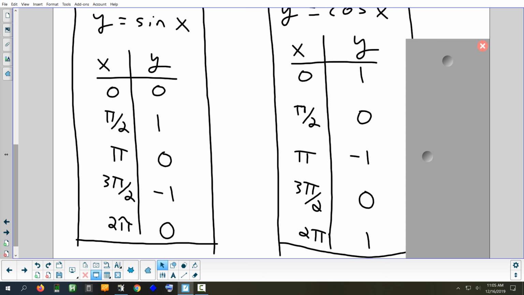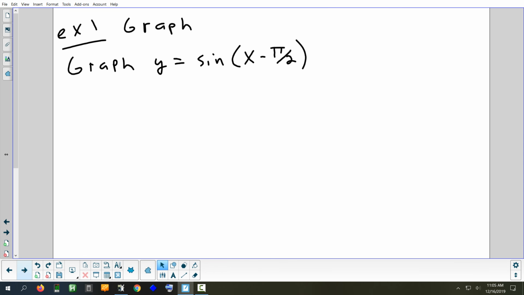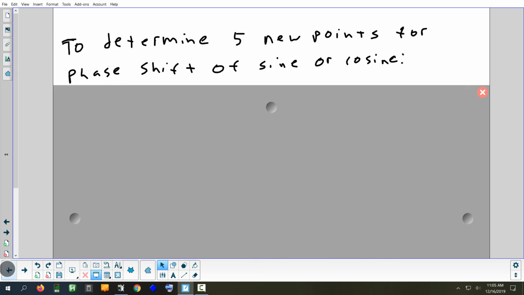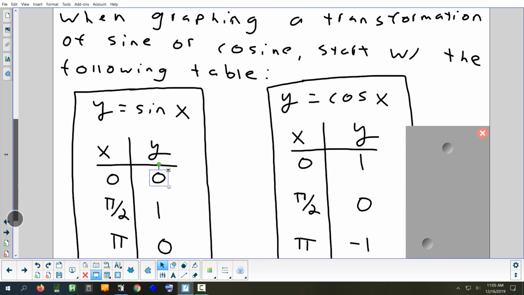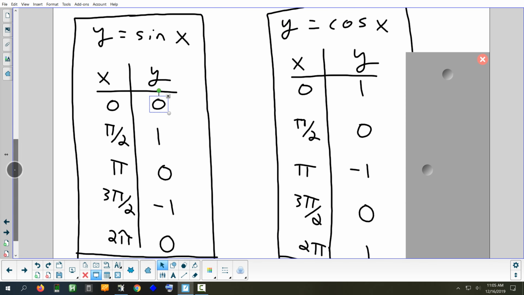Cosine starts at 1, sine starts at 0. And you can't mix those up. When I give you guys a problem, if it's a sine problem, you got to go to the sine table. If it's a cosine problem, go to the cosine table.